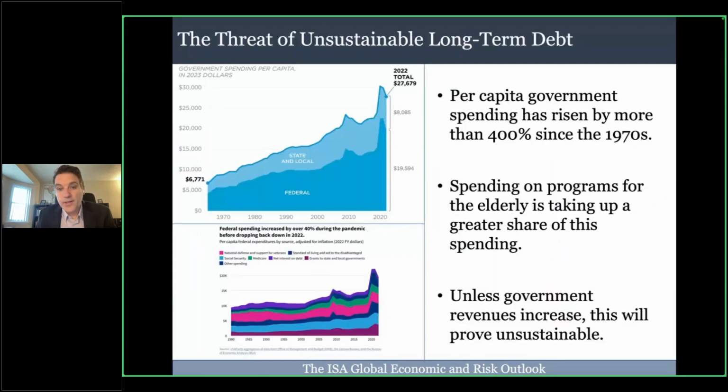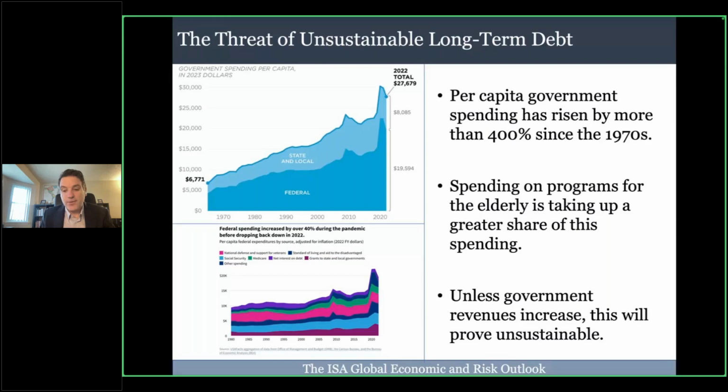Long-term debt is just going to grow dramatically and is going to put great strains on public finances. Some of this will be in the form of interest payments. A lot of this will be in the form of payments for elderly populations, which are growing as a share of the population. And this is going to prove quite unsustainable without a higher degree of economic growth.